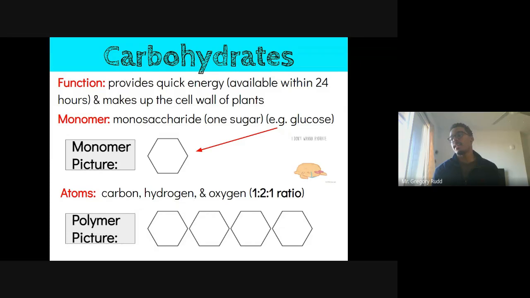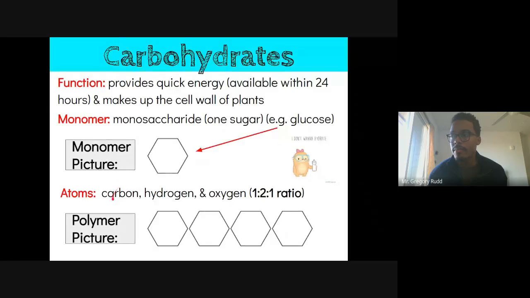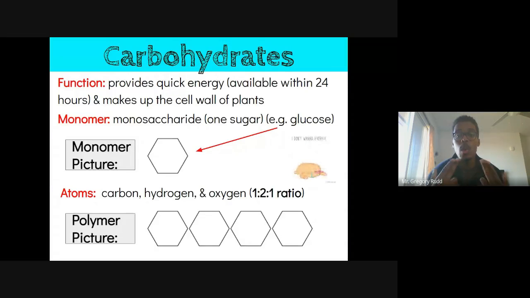Okay, so that was 90 seconds. Now my question is, pay attention to this 1:2:1 ratio. That means that if I have one carbon atom, I'm going to have two hydrogen atoms and one oxygen atom, meaning there will always be the same number of oxygens as there are carbons, and there will always be twice that number of hydrogens.